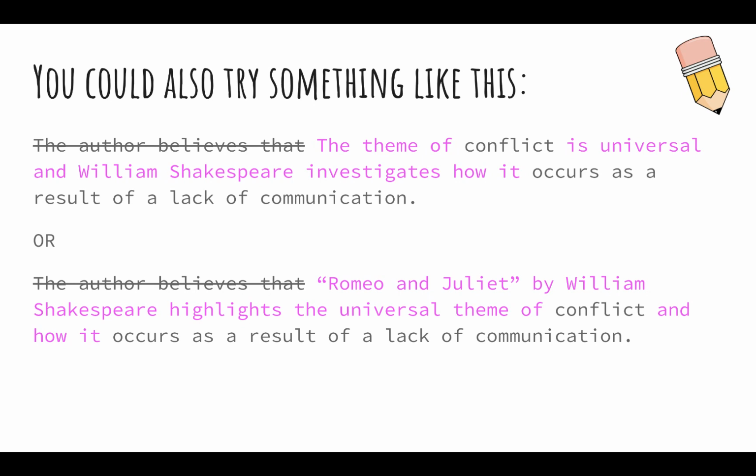Romeo and Juliet by William Shakespeare highlights the universal theme of conflict and how it occurs as a result of a lack of communication. Essentially, they all say the same thing, they're just worded differently. Could you please make sure that you have written that down?